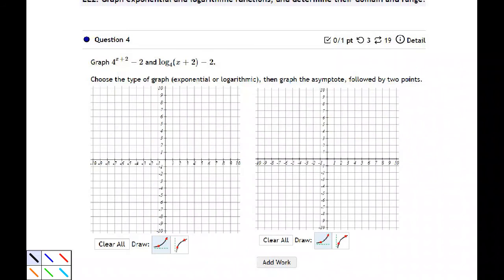Now, the horizontal asymptote for this function is going to be y equals -2. How we know that is that this function has been shifted down by 2 units. Typically, an exponential function will have a horizontal asymptote of y equals 0, so this one will be y equals -2 because it's been shifted down by 2. I'm going to draw a dashed horizontal line through -2. In the graphing tool, the first thing it prompts you to do is graph the asymptote, so you click anywhere along the line y equals -2. Then we need to plot 2 points to determine the exponential graph.